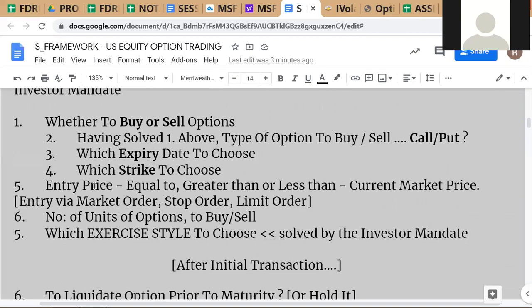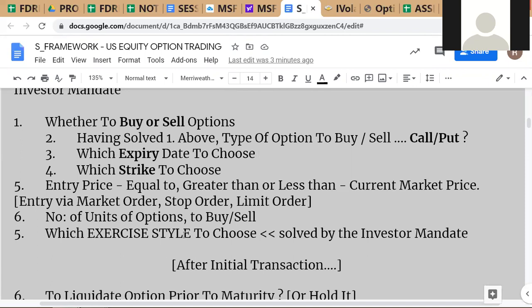Now, as for entry price, you are already familiar. The same logic: entry via market order, stop order, or limit order. There's no change in that. For option trading also, you can use any of these. That discussion does not change, but that's a decision. We're listing all the decisions. This is not an additional decision, it's an old decision problem. Now, number 6, number of units to buy or sell. That's also an older discussion. We've had that discussion.